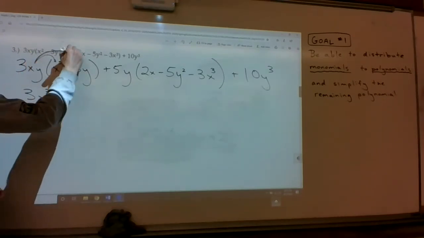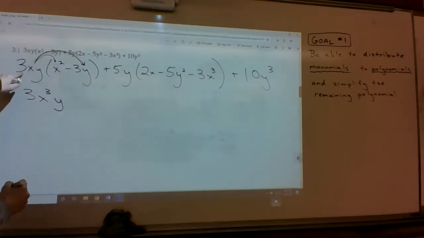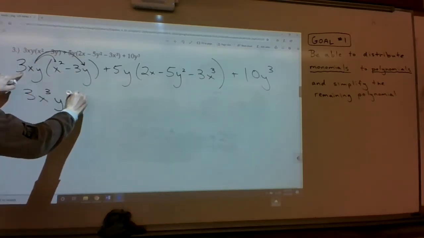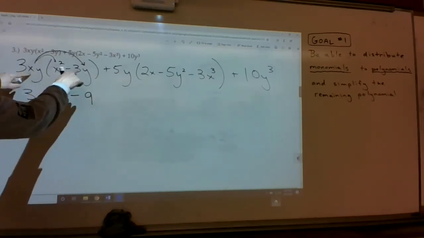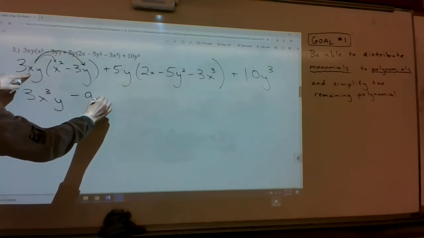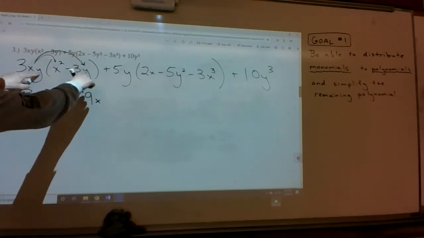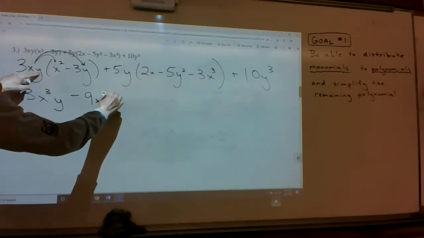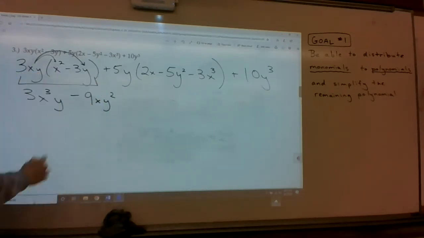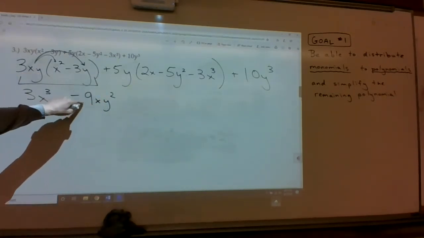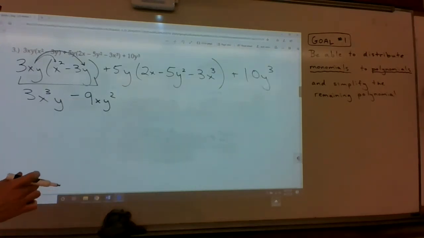The next one, all right, the 3 times the negative 3 will give us negative 9. The x doesn't have anybody to pair with, so it just kind of continues through. And then the y times the y gives us a y squared. So our first group comes out to be 3x cubed y minus 9xy squared.